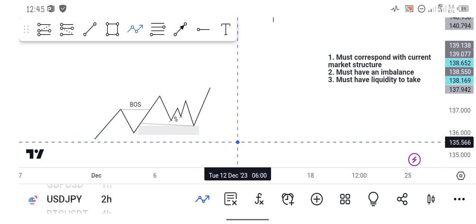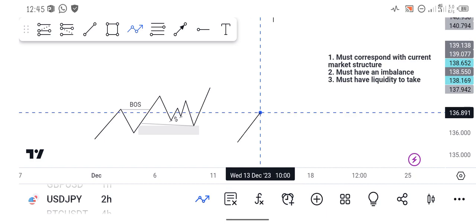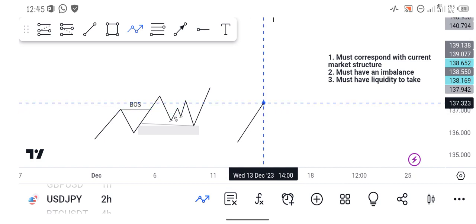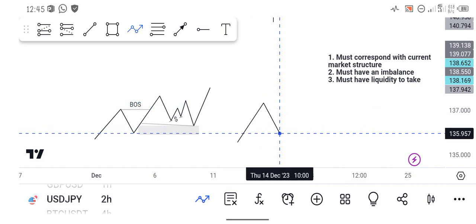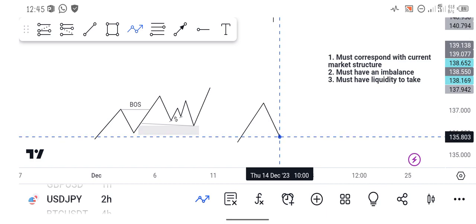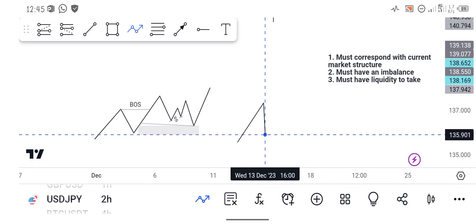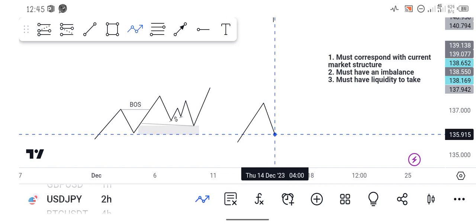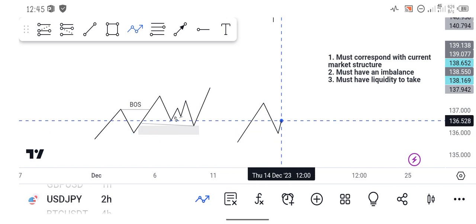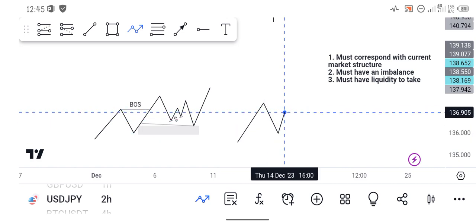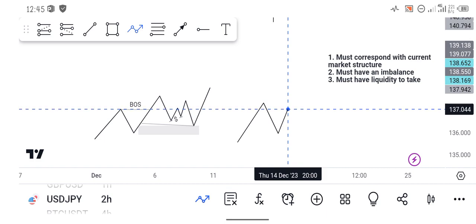I'll be showing you guys with my drawing what a failed order block looks like. This is it. Let's assume price was bullish and price met a demand zone. Somewhere price met a demand zone, then it went up on its way up. It left a very valid demand zone.